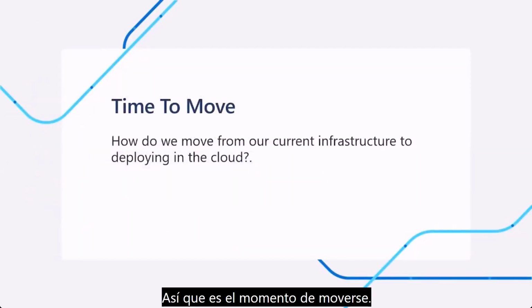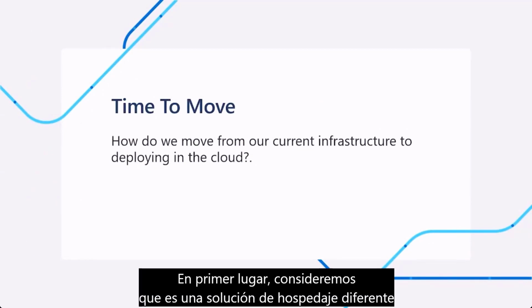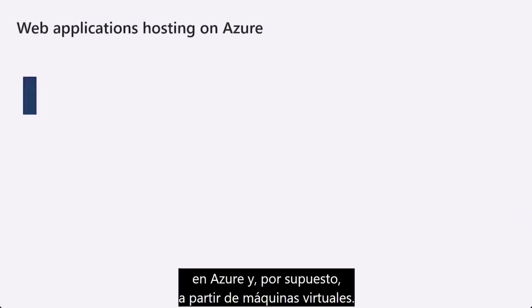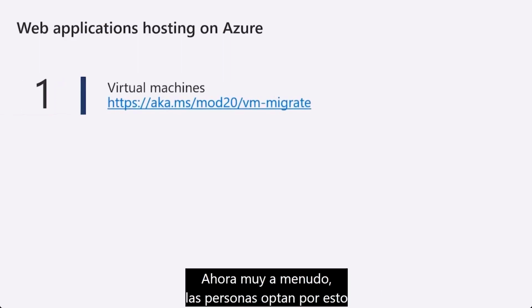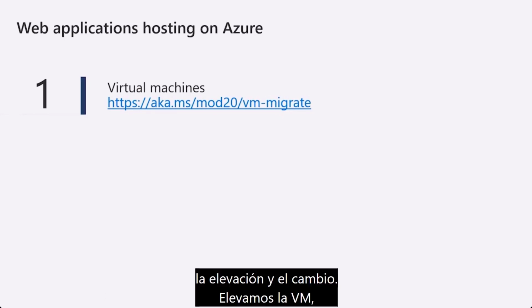So now it is actually time to move. So where are we going to start and what are we going to do? First of all, let's consider the different hosting solutions that we have for web applications on Azure. And of course, starting with virtual machines. Now, very often, this is where people go when they think about migrating to the cloud. They think, I'm going to do what we call a lift and shift.